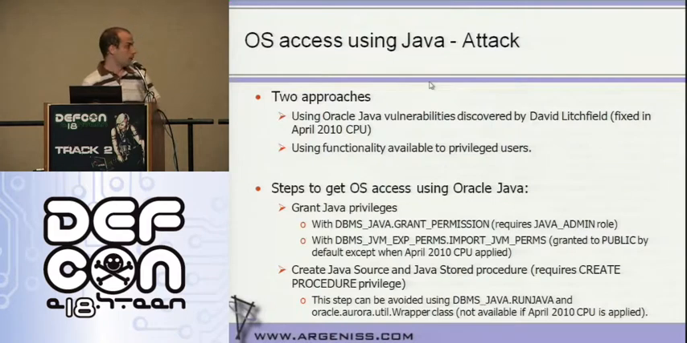Well, so there are basically two steps for this attack that will use the Oracle Java functionality to get operating system access. First, we need to grant the Java privileges that are required to access operating system resources. This can be done in two ways. One is using the grant permission stored procedure, but this one requires the Java admin role. This is the official or documented way to do it.